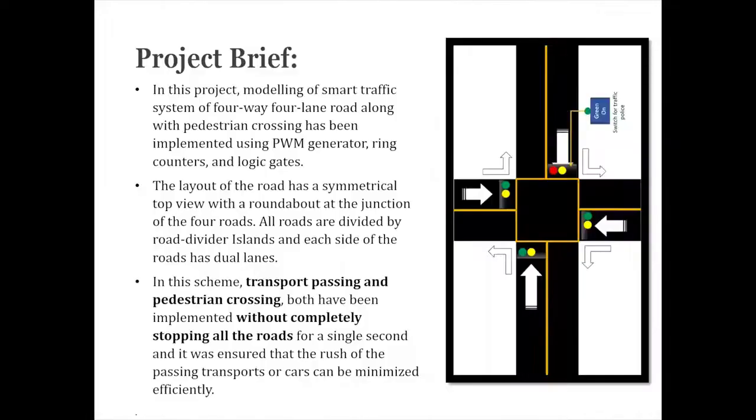Here in this project, in the right-side view, we can see the layout of the road has a symmetrical top view with a roundabout at the junction of our 4 roads. All roads are divided by a road divider island, and each side of the roads has dual lanes. In this project, we use a PWM generator, ring counters, and logic gates to implement our smart traffic system of a 4-way, 4-lane road along with pedestrian crossing.